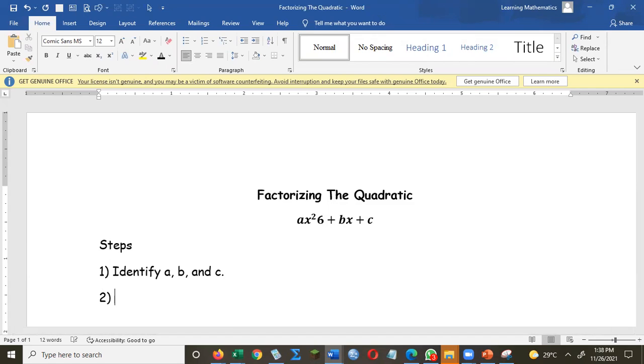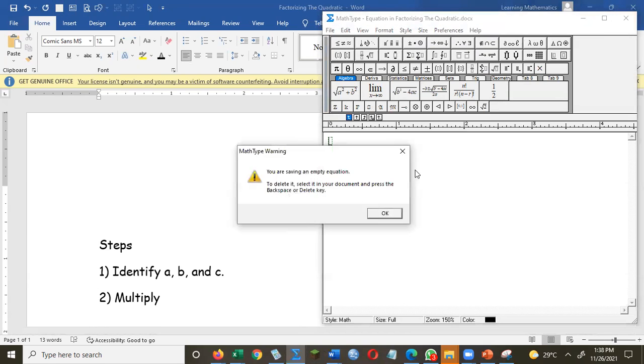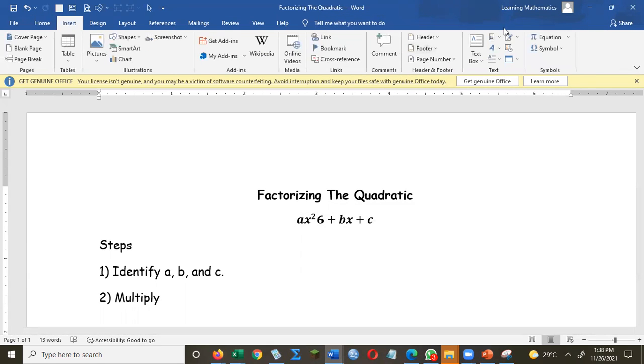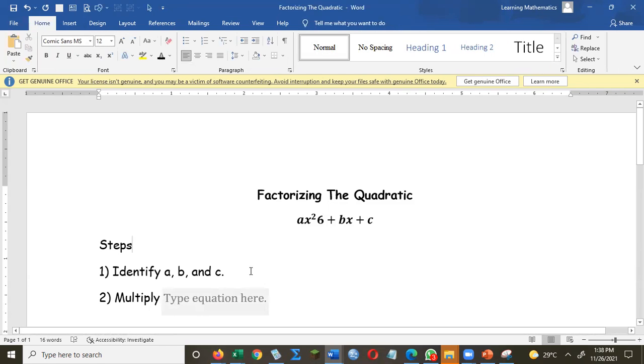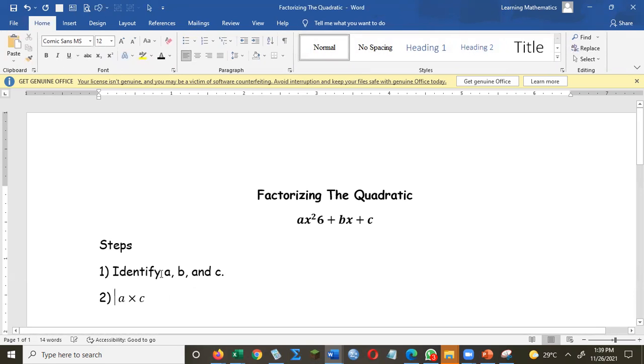The second thing you do, you multiply A times C. You find the product of A and C. Or a better way of saying it, find the product of A times C.